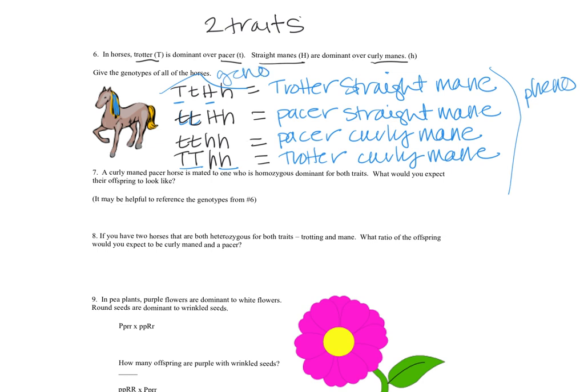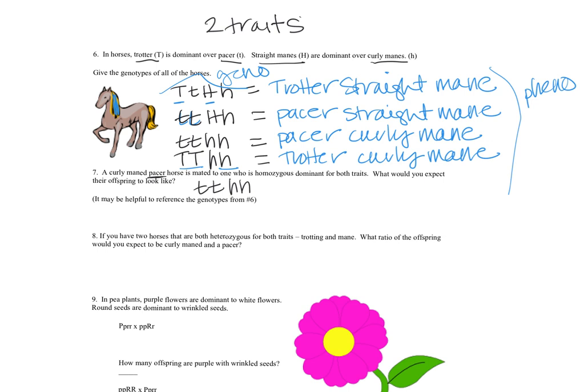Okay, a curly maned pacer horse. So pacer, what do we know? We know that pacer is recessive, right? Because trotter is dominant, which means pacer is recessive. Anything recessive has to be homozygous to show the recessive. So homozygous for pacer, right? And it has curly mane. We also know that curly is recessive. If you don't get that, stop the video and check it out again.